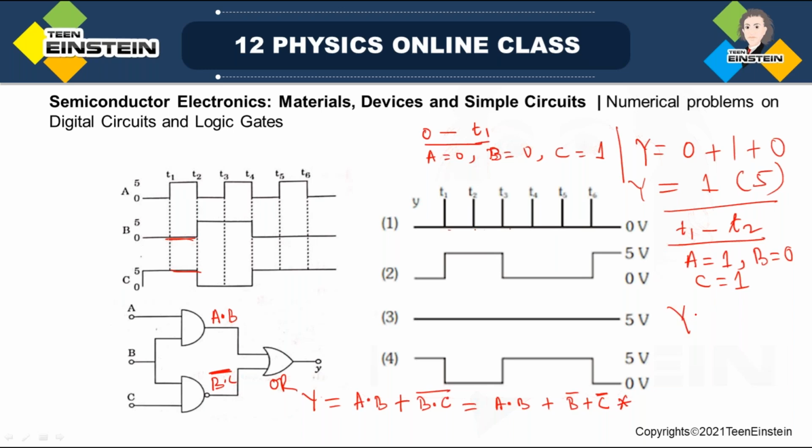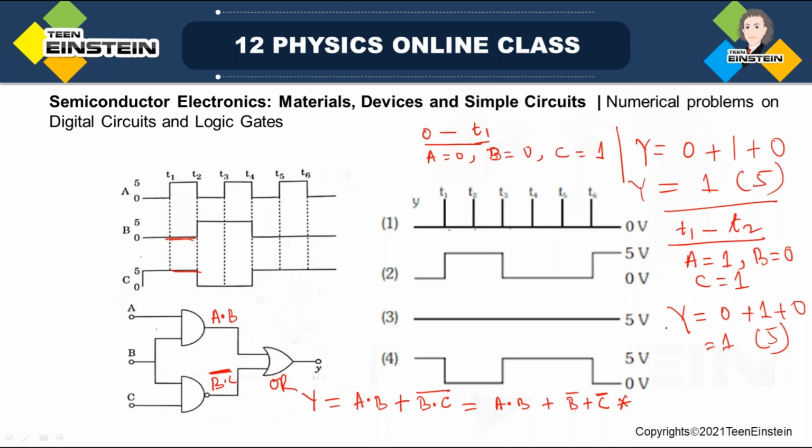Now let us put all those here. What is Y? Y will be A and B. That means A is 1 and B is 0, so that will give you 0. Then B bar or C bar. B bar gives 1 and C bar gives you 0. So you get 1, that means high level. So we have seen that during 0 to T1 you get high level.